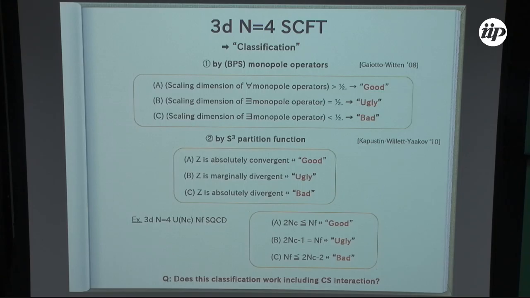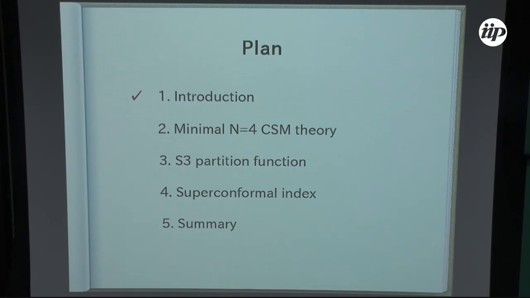So it is natural to ask whether this classification works including Chern-Simons interaction, right? This question is very simple, but actually not so straightforward, which is explained in the rest of this talk. So now let me move on to explain the minimal N=4 Chern-Simons theories. Any questions so far?